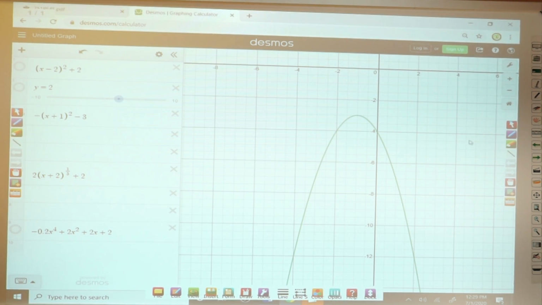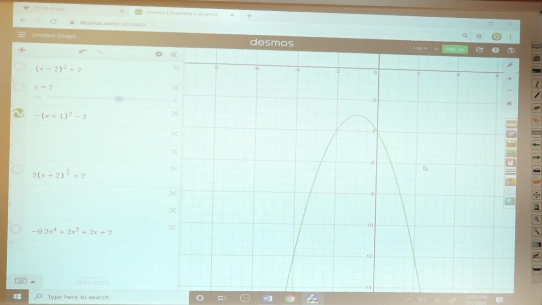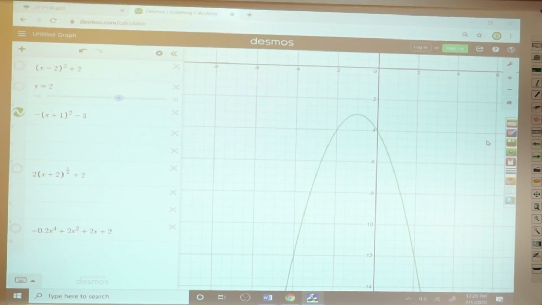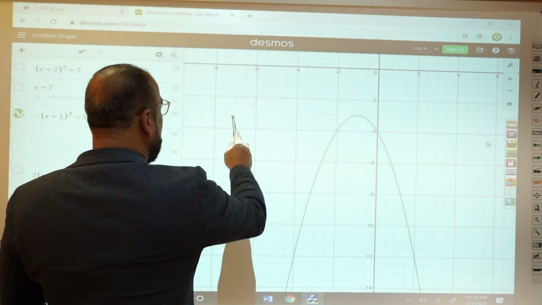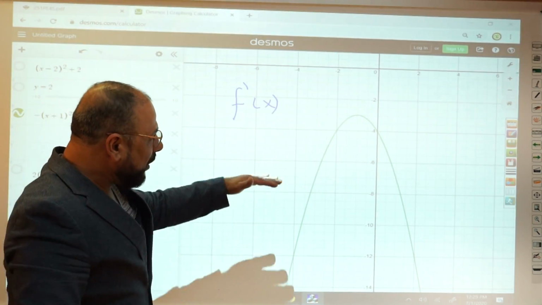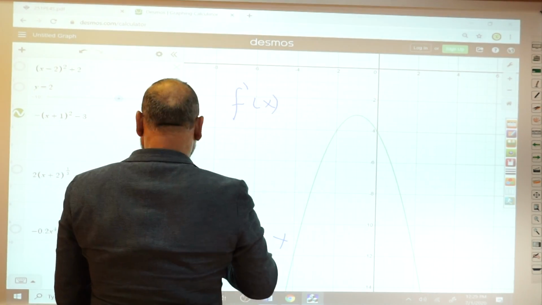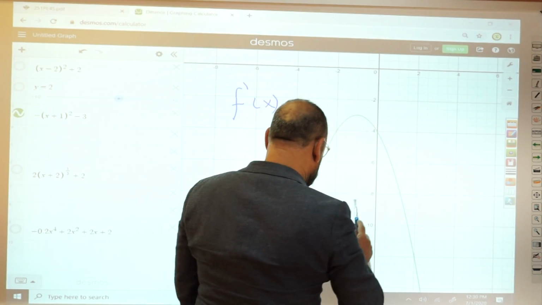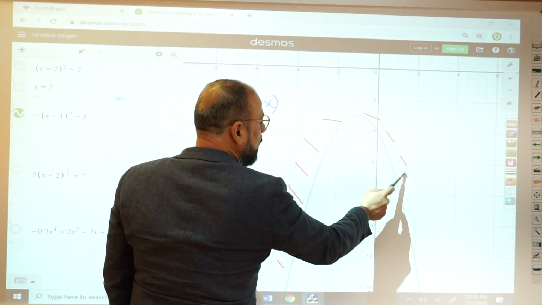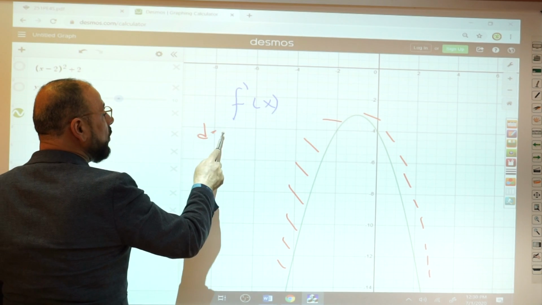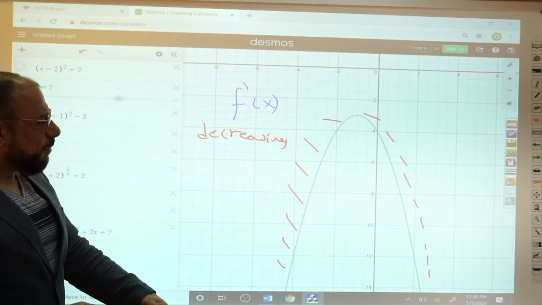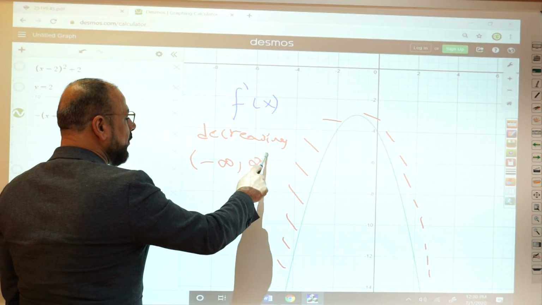Okay, then this is f prime of x. What you see, if you follow my rule, all the graph of f prime of x is below the x-axis, then this is always decreasing. If the teacher told you this is the graph of the first derivative, since everything is below, it is decreasing all the way from -infinity to +infinity. Good.